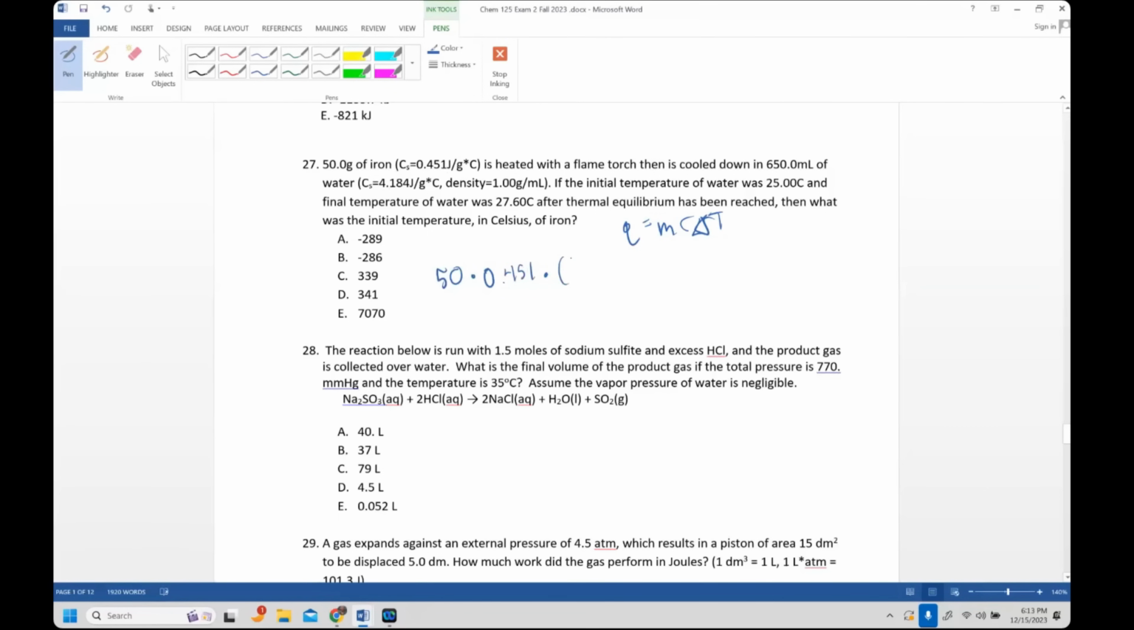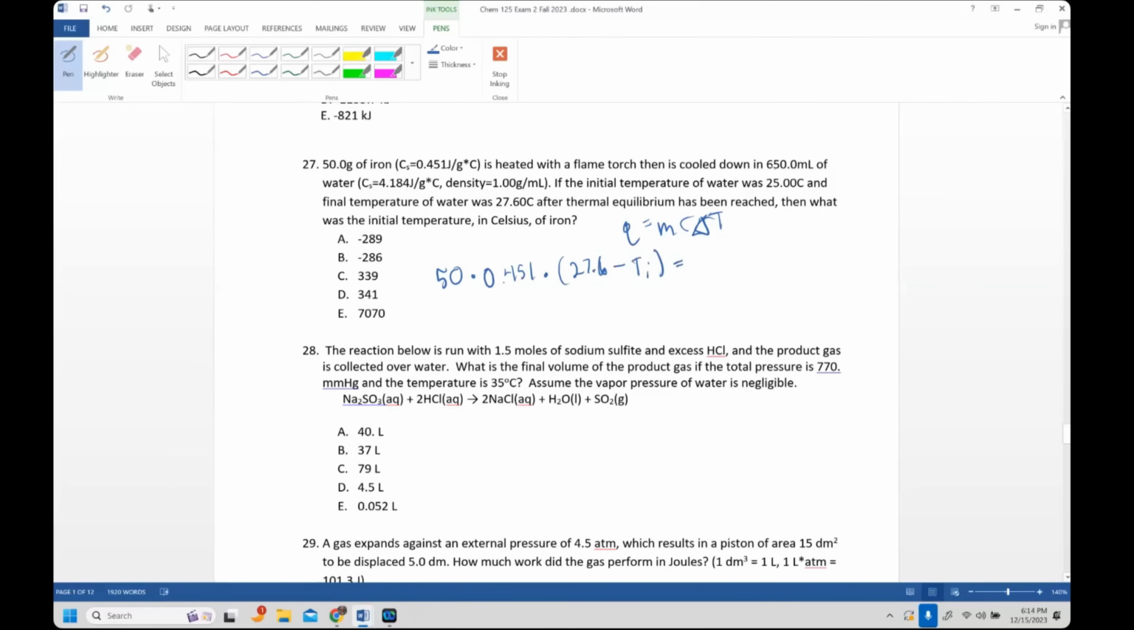We're trying to figure out the initial temperature of the metal. The final temperature of the metal is 27.6, because that is when thermal equilibrium is reached, meaning both the water and the metal are at 27.6. But this is a delta T for the metal, so minus the initial, T initial, close parenthesis, equals the Q equals MC delta T for the water.